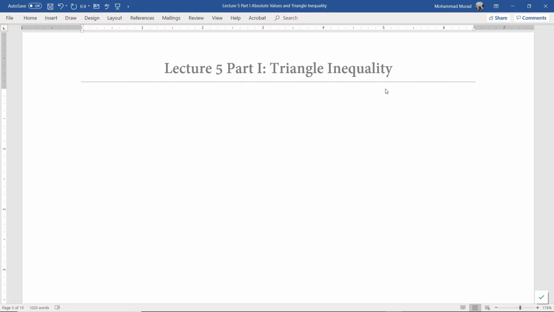Now we are going to see one of the most important inequalities in all of mathematics, namely the triangle inequality. Theorem: for all real numbers x and y, we have the absolute value of x plus y is smaller or equal to the absolute value of x plus the absolute value of y. In other words, the absolute value of the sum of two real numbers is smaller or equal to the sum of their absolute values.